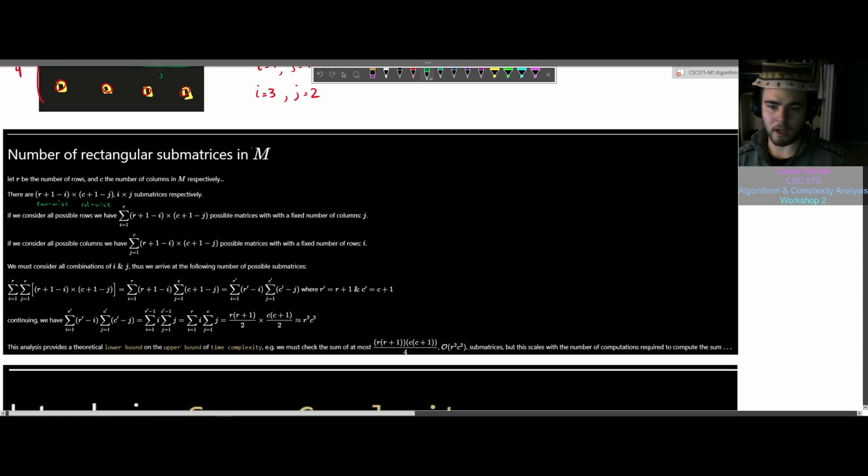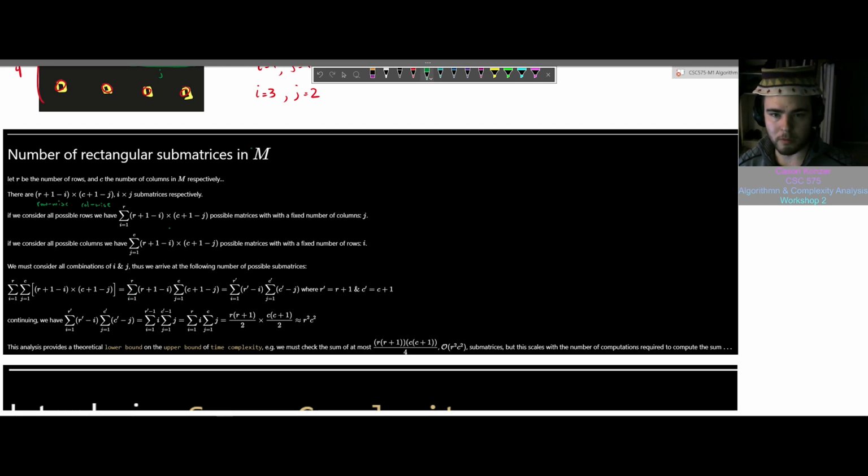So we can evaluate this sum to get the total number of rectangular submatrices. The way I do it is by a double summation. I want to sum from i equal to 1 up until r, and sum from j equal to 1 up until c of the expression which represents the number of submatrices that exist.